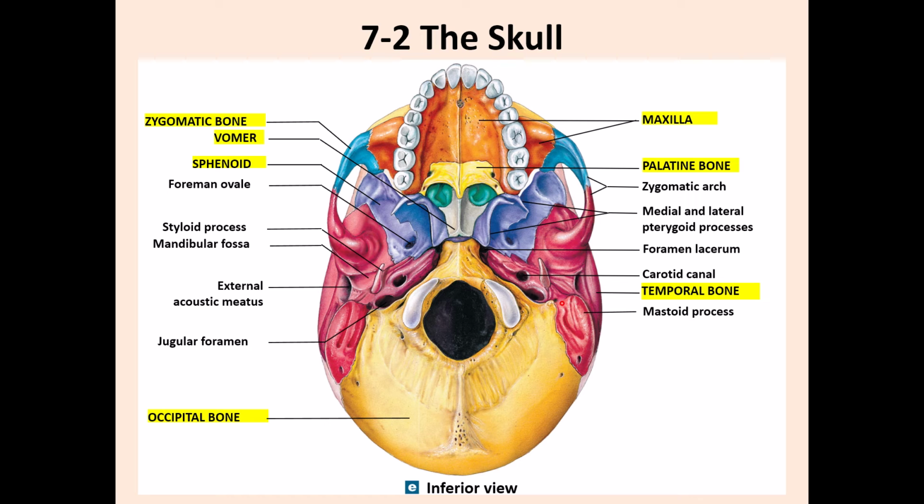Also, you have some foramina here. This is called the carotid canal, and the carotid artery passes through this. Carotid artery passes through the carotid canal. And here is the jugular foramen, and the jugular vein passes through that. So the jugular foramen is located between the temporal bone and the occipital bone. Okay, between these 2 bones.